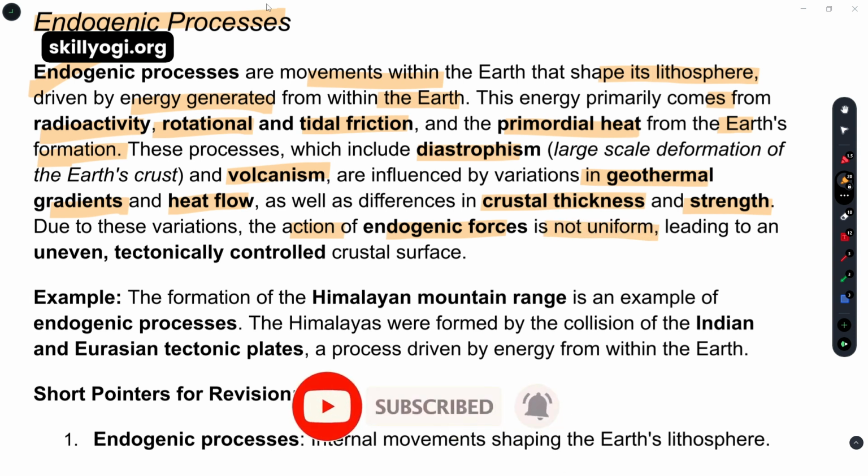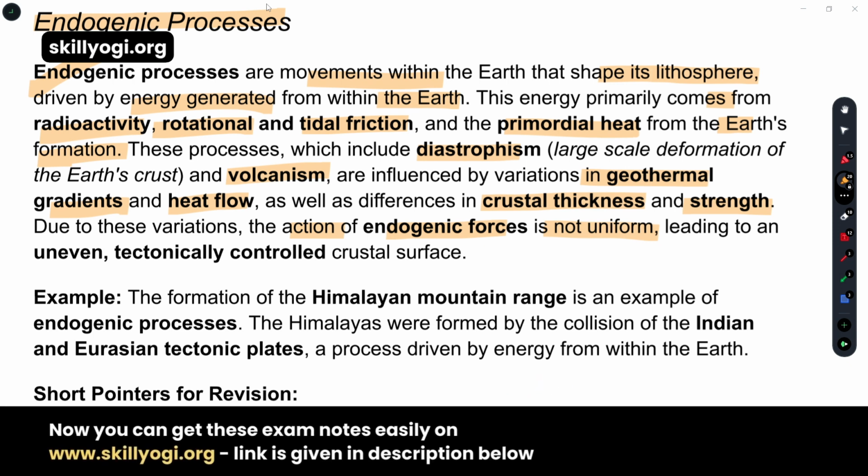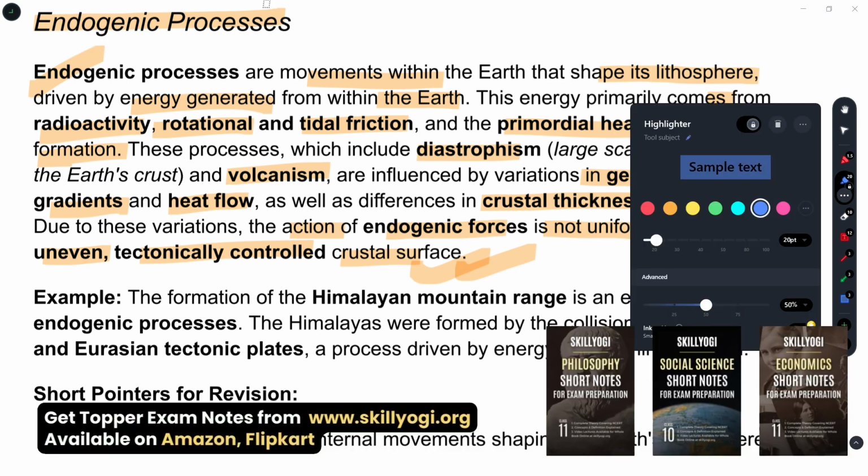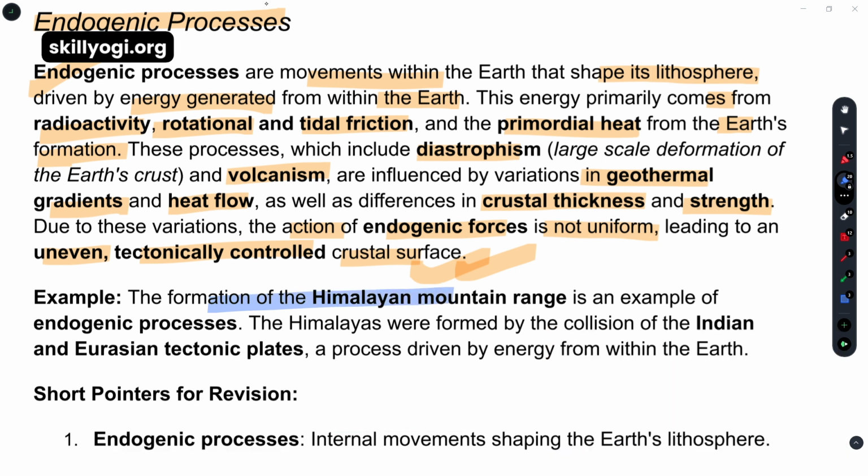Yes, that can't be in a balanced position, because the compounds through which the crust, mantle, core, everything is formed are completely different. So it leads to an uneven, tectonically controlled crustal surface. What is the example given over there? I'm changing the color. Yes, the formation of the Himalayan mountain range is also an endogenic process.